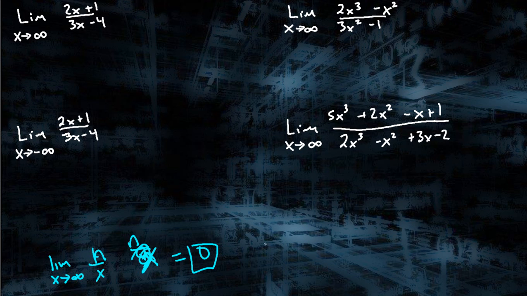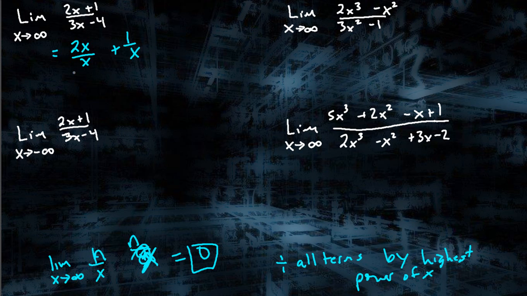And my highest exponent of x, what I'm going to do is I'm going to divide all terms by the highest power of x. And you won't necessarily need to show all this work that I'm about to show, but I will. So my highest power of x is x. So I'll divide everything by x. So I took all these terms and divided them all by x.